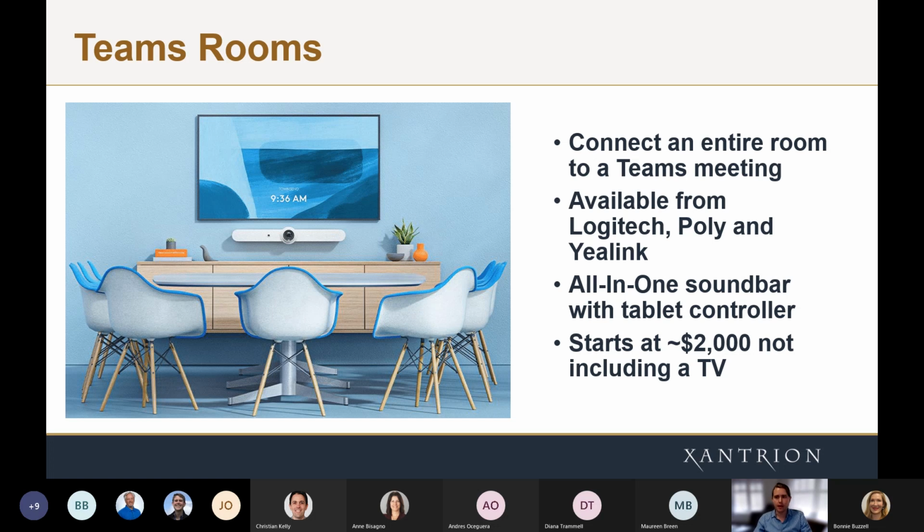So most medium and small conference rooms will be well equipped with this soundbar type setup that I have pictured here. These typically start at around $2,000, $3,000, and that's not including a television. So if you already have a conference room with a TV, a lot of folks already do, great. You just need to slap this soundbar into the mix and you have everything that you need.